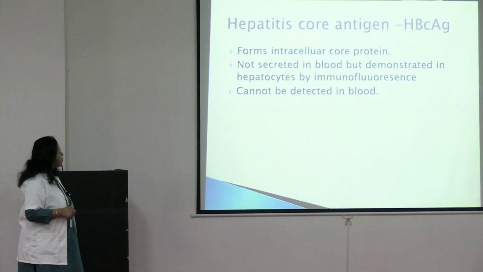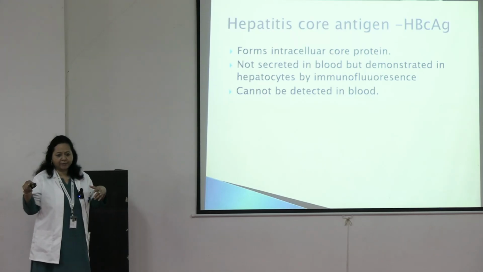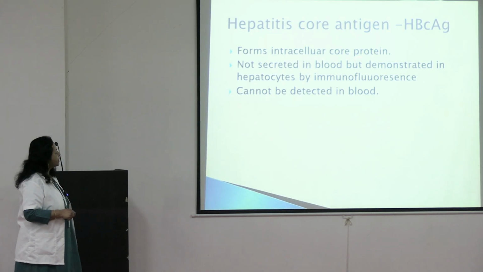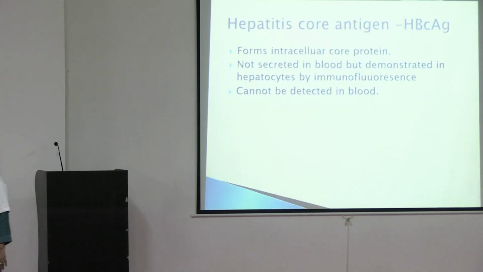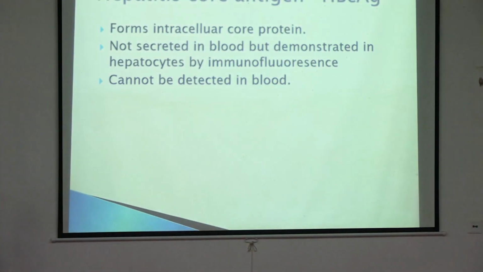Next is the core antigen, HBcAg. So HBsAg circulates in the blood, so we can detect the viral particle, an antigen. What about C? HBc, the core antigen, forms an intracellular core protein, not secreted in the blood but demonstrated in hepatocytes by immunofluorescence. So if you do a liver biopsy, you can demonstrate it in the hepatocytes, in the cells. But this antigen doesn't circulate in the blood. Okay? So you cannot detect the antigen in the blood.